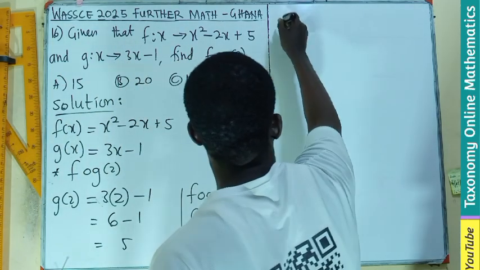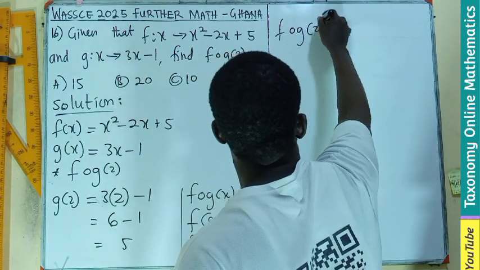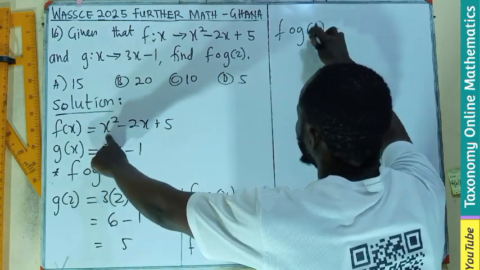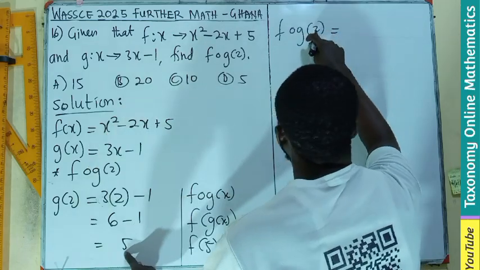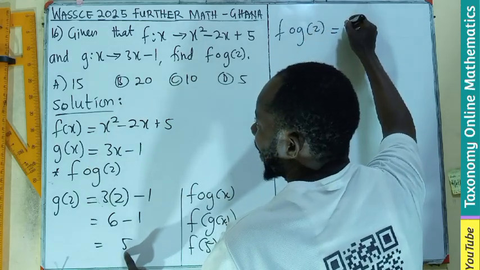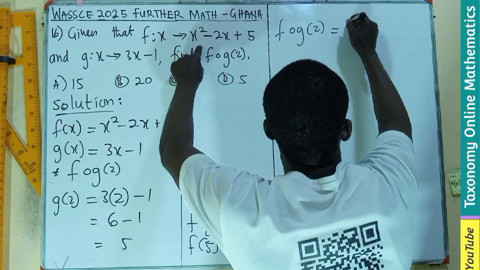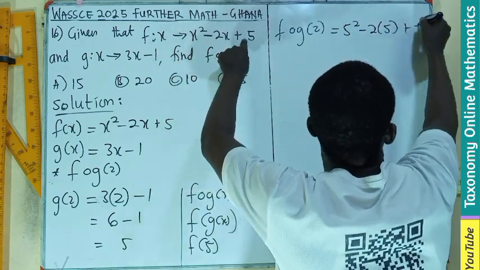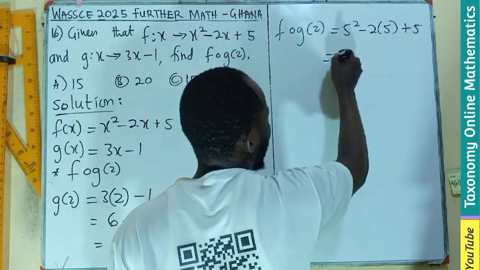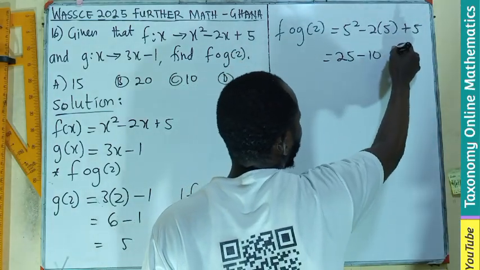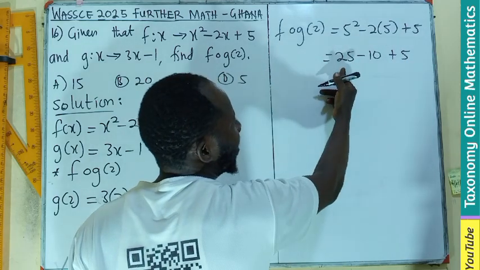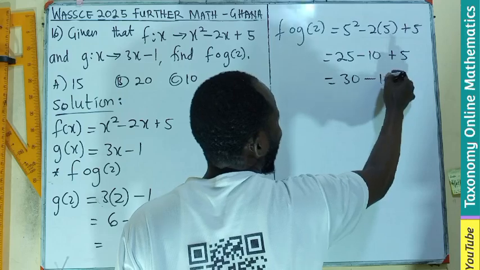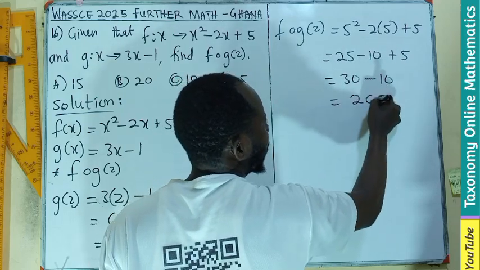So I'm only going to have the f of g of 2 going to be, whenever I see x, I introduce the value of this, which is going to be 5. So what do we have there? x means 5 squared minus 2 times 5 plus what? 5. That's the concept. So this becomes 25 minus 10 plus 5. This is 30 minus 10. That gives us what? 20.